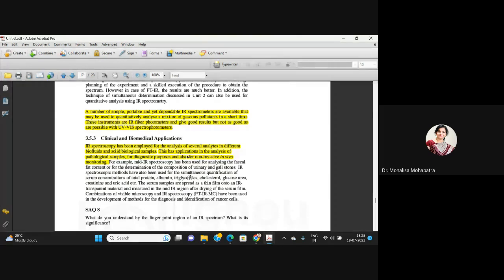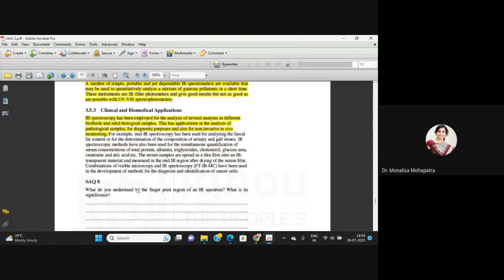So coming to the clinical or biomedical application, this IR spectroscopy has been employed for the analysis of several analytes in different biofluids and solid biological samples. This has application in the analysis of pathological samples for diagnostic purpose and also for non-invasive in vitro monitoring. It will not do any harm to the sample.